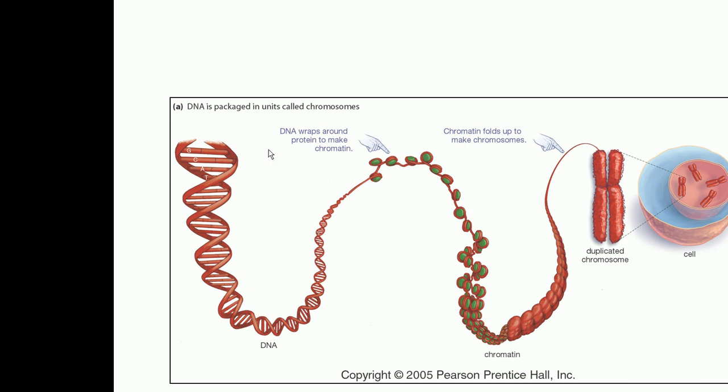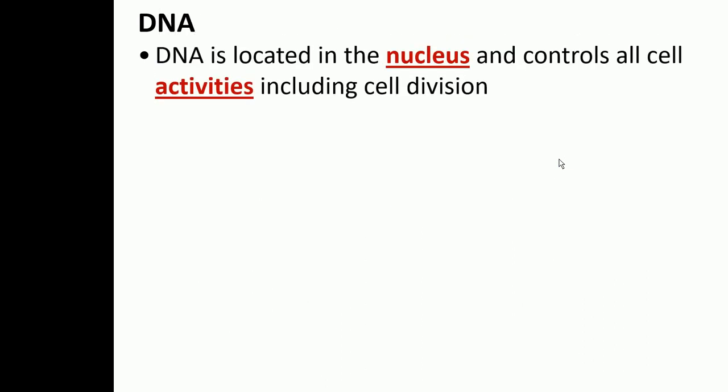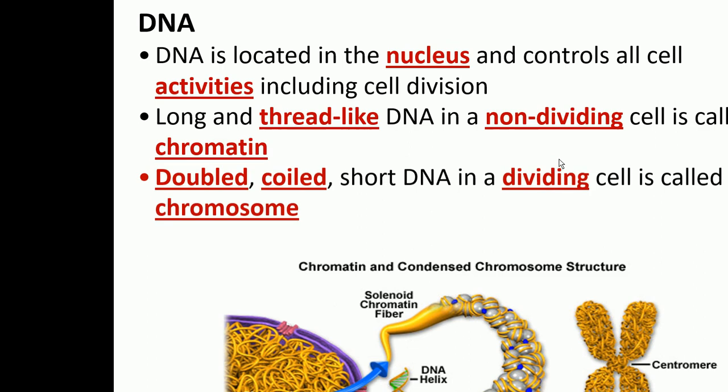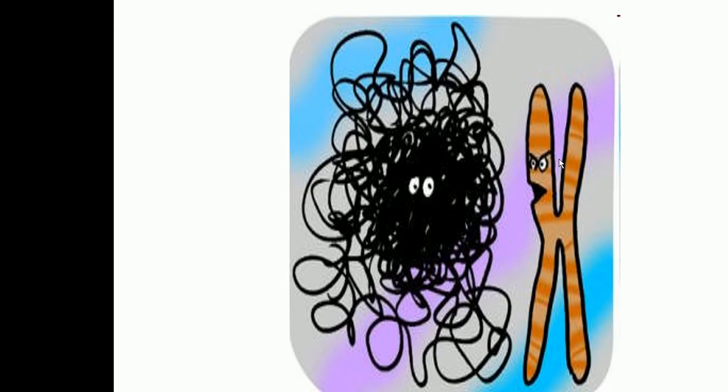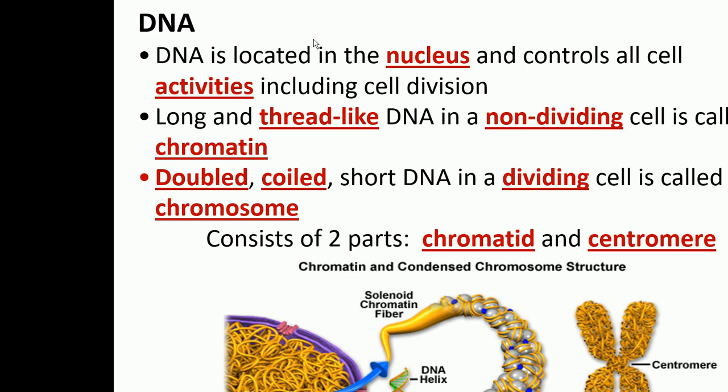So you can see here, as I said, DNA is wrapped over histone proteins and it forms a dense mass called chromatin, and then this chromatin gets condensed and it takes the shape of chromosomes. So this is all what I just explained. DNA is located in the nucleus and controls all cell activities, including cell division. In the non-dividing cells, this long DNA wrapped over proteins is called chromatin, and when the cell starts dividing, it takes the shape of chromosomes.